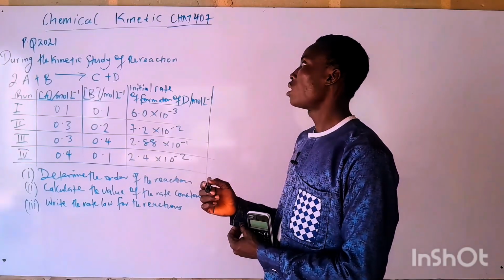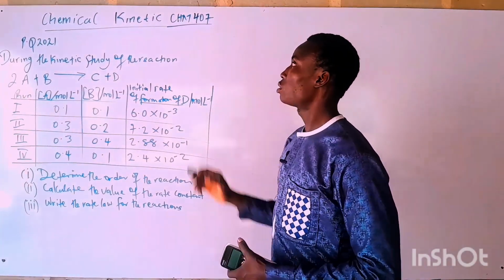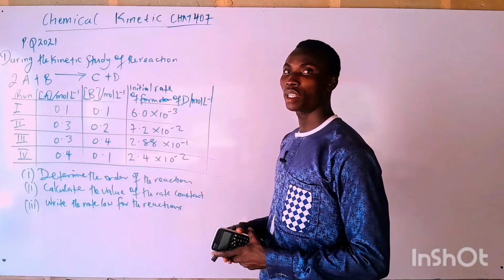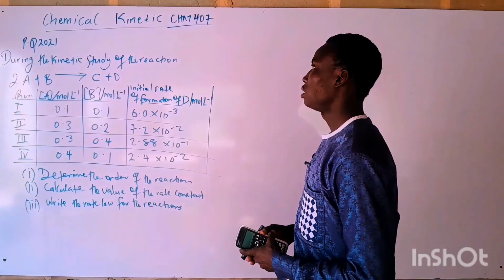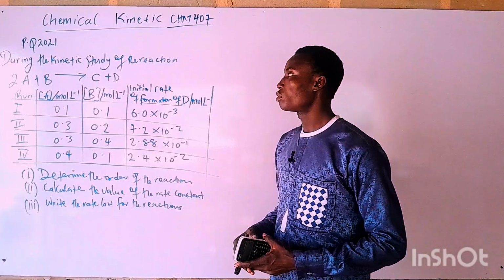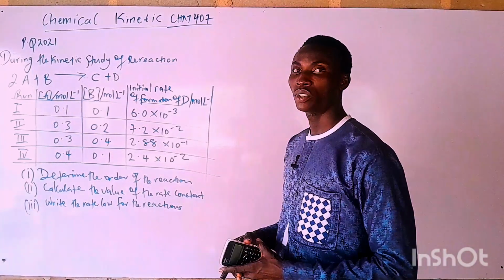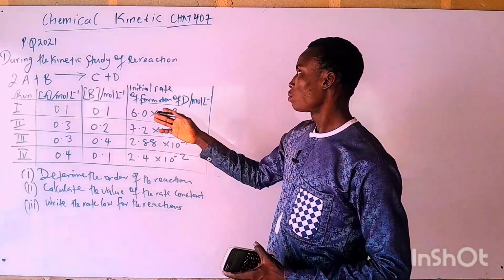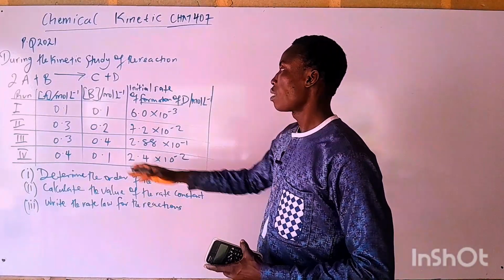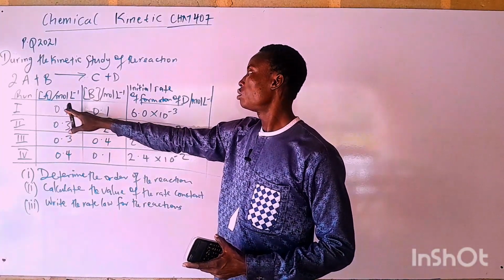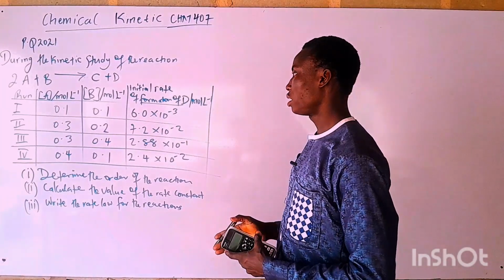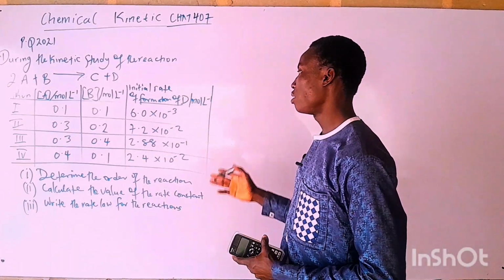So, this is the problem we have to solve here for today. Here we have what's called chemical kinetics, CHM407. From the past question of National Open University, we are given that during the chemical kinetic study of the reaction, 2 moles of A react with 1 mole of B to produce 1 mole of C and D. The experiment was run in the following way, number 1 to number 4, and the concentration of A, every data is given here. And the question now says, determine the order of the reaction.